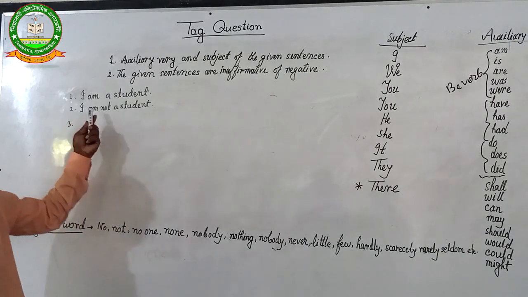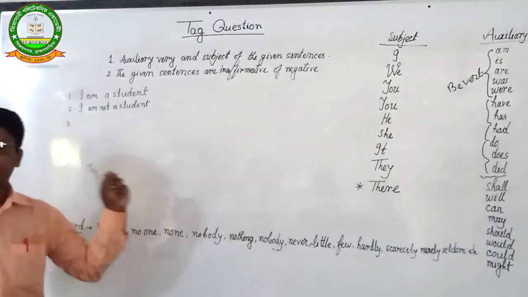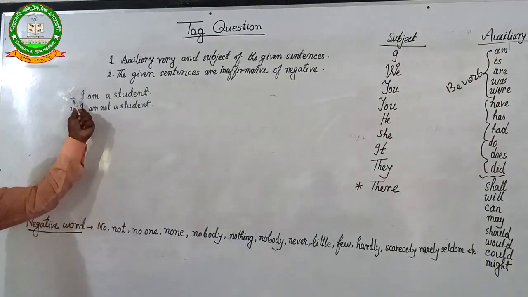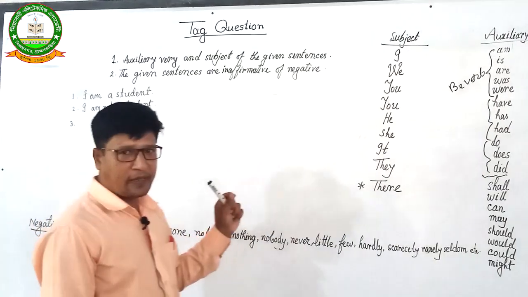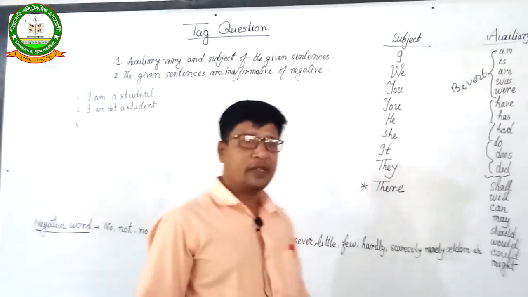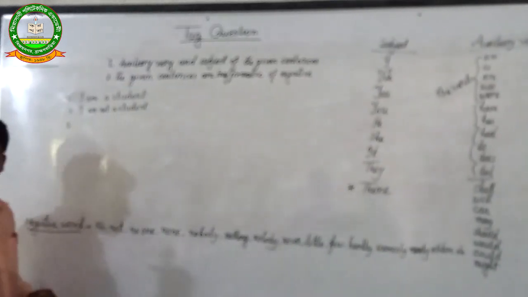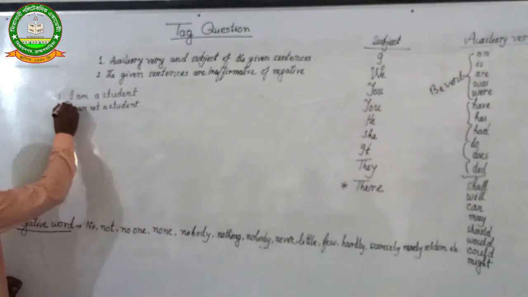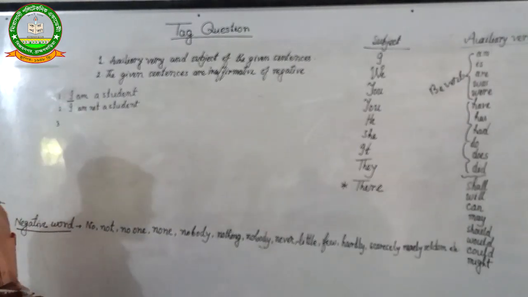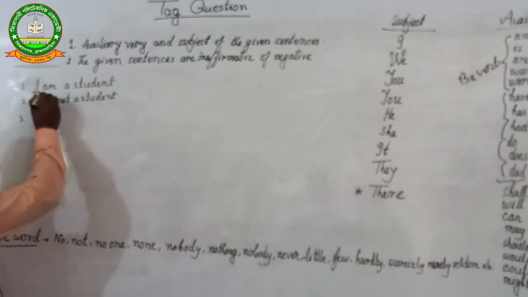Here I have written only two sentences. Here we will add take questions. First sentence: I am a student. It's a very easy, short sentence. Here we will first find out the subject and auxiliary verb of the sentence. Here, I is the subject, and the auxiliary verb here is am.